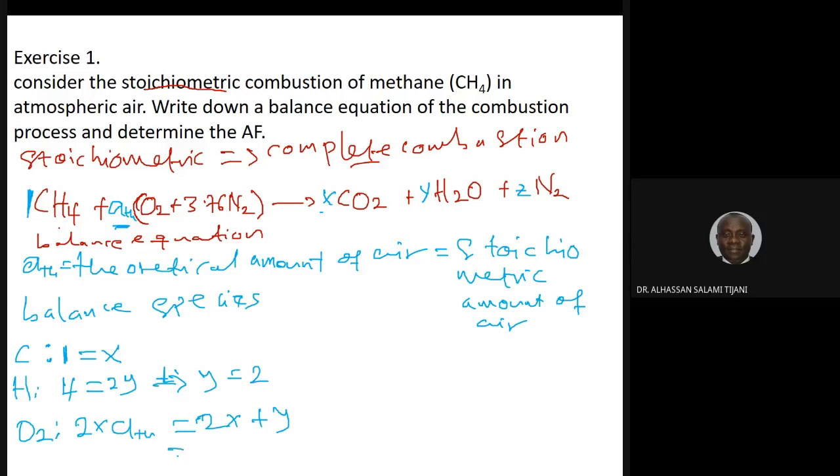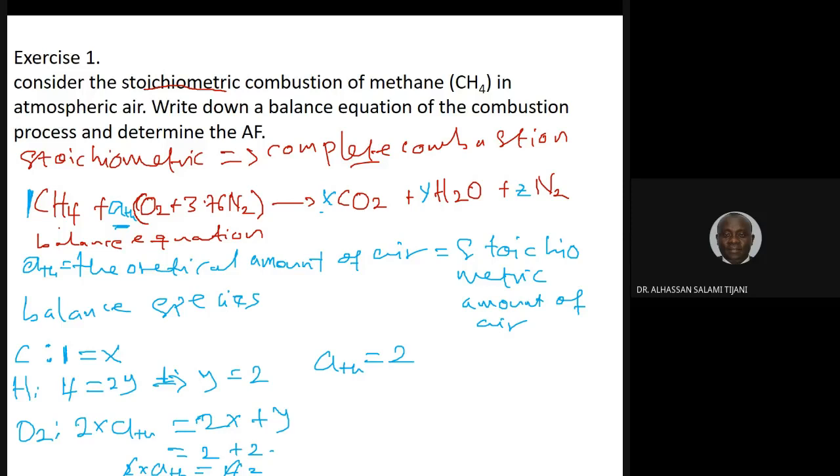So then this gives me 2 plus Y, which is 2. Again, this gives me 4. So this equals 4. And we have 2 times ATH. So the 2 cancels the 2 over here, and we have 2. So eventually, ATH, the theoretical amount of air, equals 2. I hope you are getting what I'm saying.